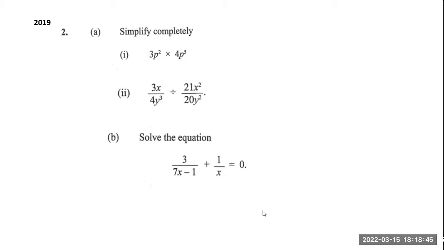Right? So just to recap, how would we do part A? Well, this is multiplication, right? So what we need to do is this. Multiply the terms by each other. So 4 multiplied by 3 would give you 12. And then we would have p squared multiplied by p to the 5th power.